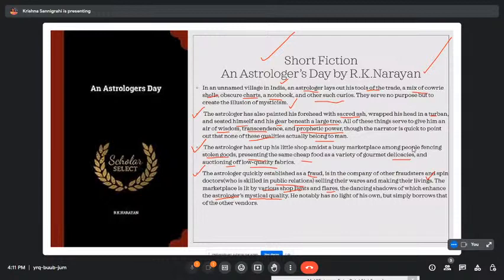He notably has no light of his own, but simply borrows that of the other vendors. So he doesn't have any light of his own, but he is borrowing that of the other vendors, other people who are there to sell different products.